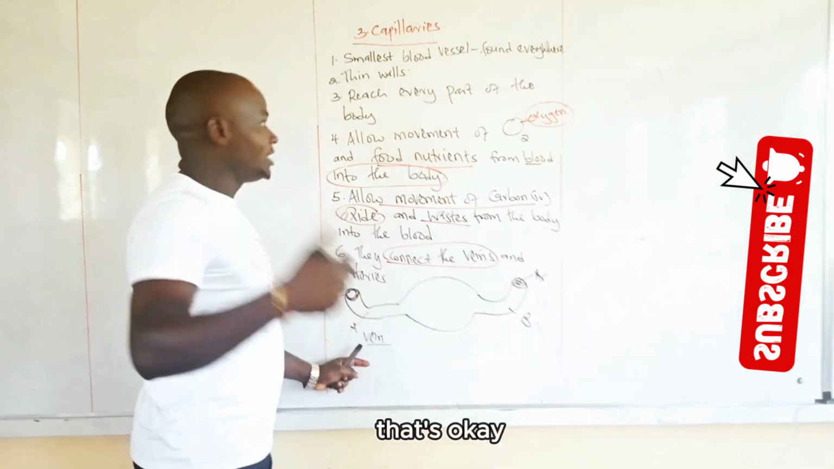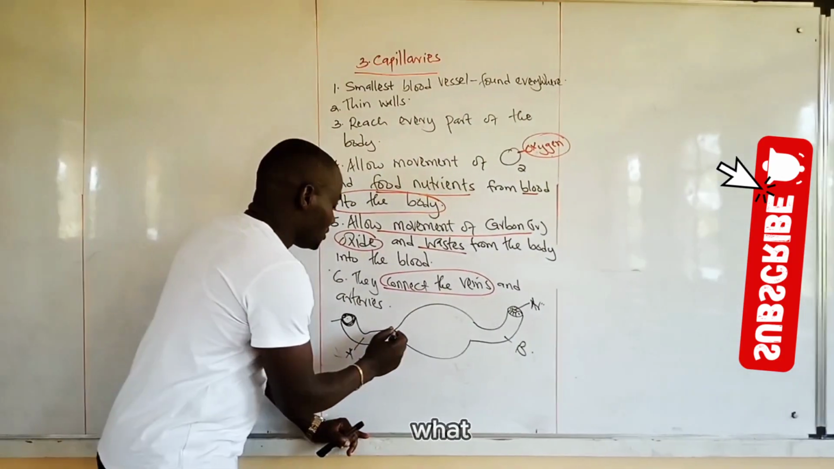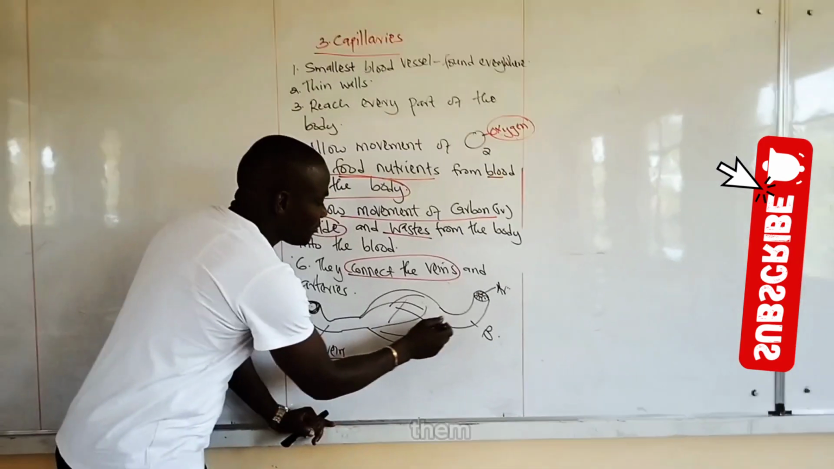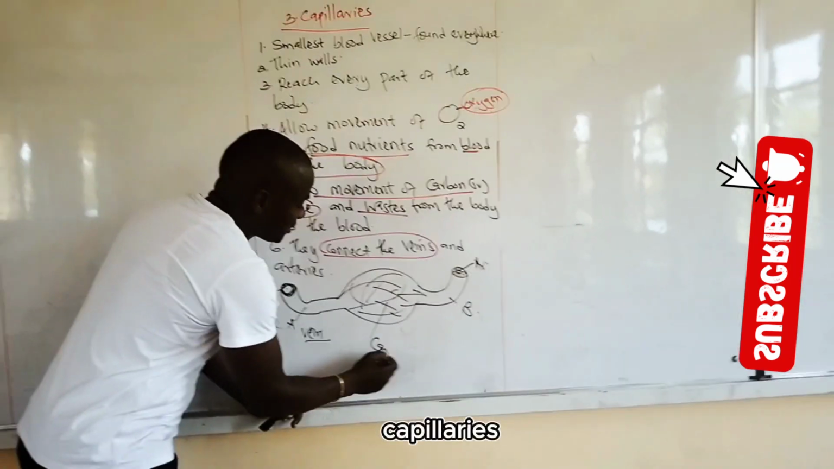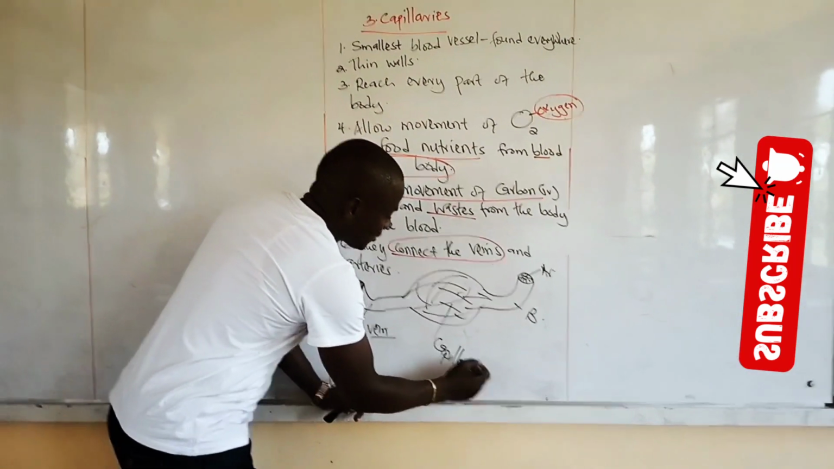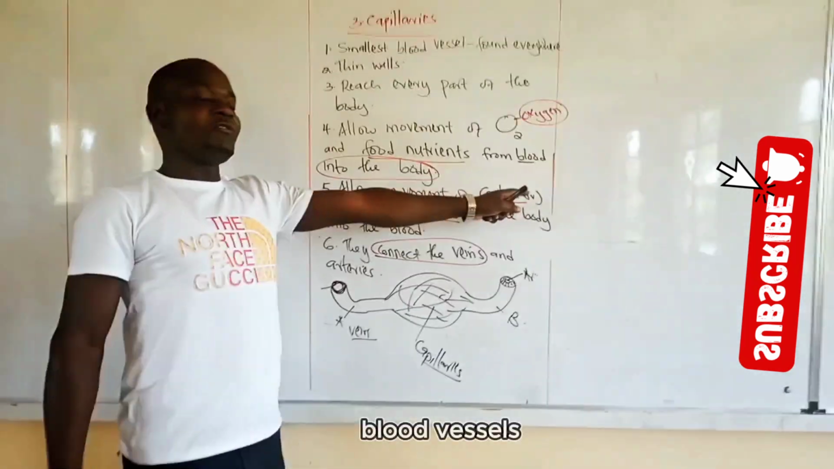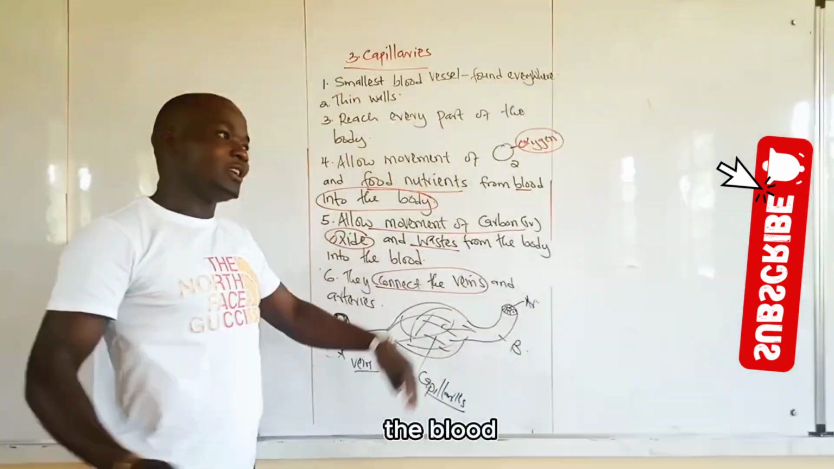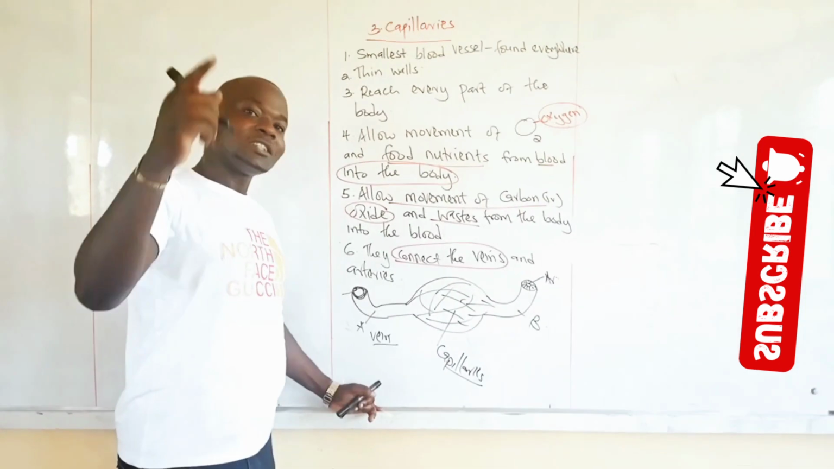I think that's okay. So we have three blood vessels. Here you'll find that there are so many of them. These are the capillaries. So these are the three main blood vessels that take part in circulating the blood throughout the body. So if you didn't know, now you will know.